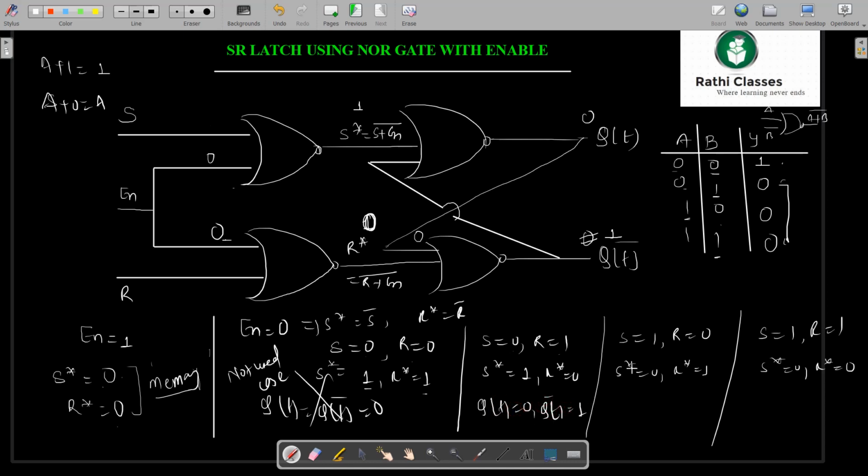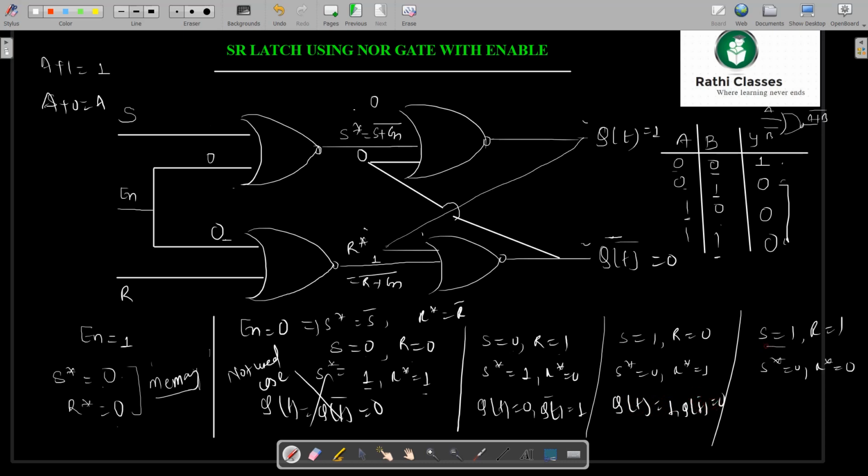So let me analyze the third case when S is 1 and R is 0. As S star and R star are the complement of S and R, it will be 0 and 1. So as you can see, if S star is 0 and R star is equal to 1, if any one of the input is high, my output will be low. So 0 will be followed over here, as this output is the input for this NOR gate. So 0 and 0, my output is 1. So I will write Q of T equals to 1 and Q of T bar equals to 0.